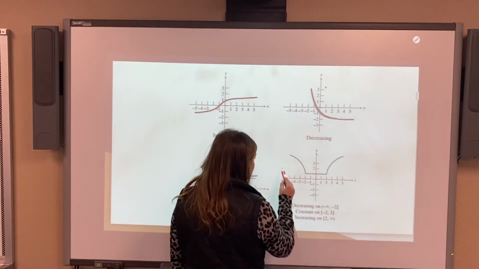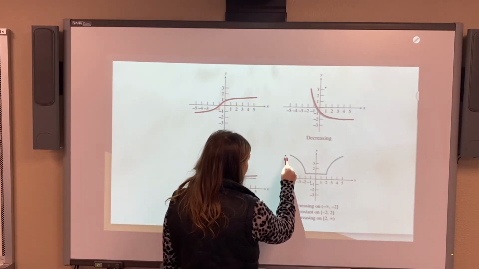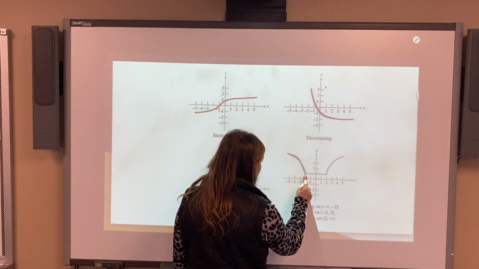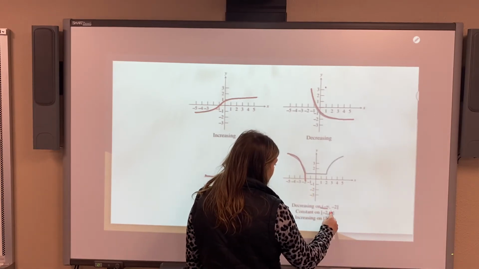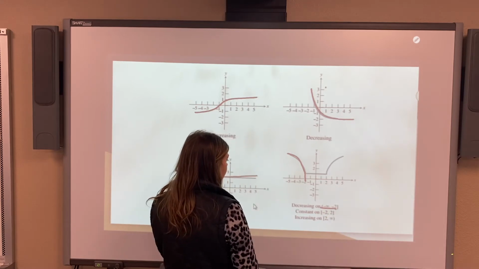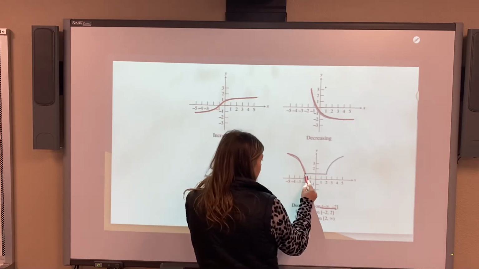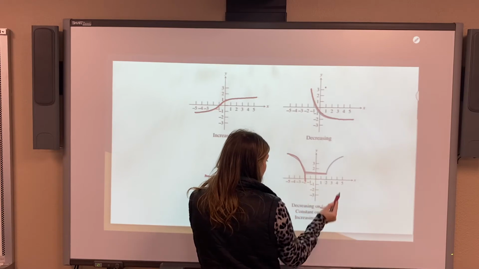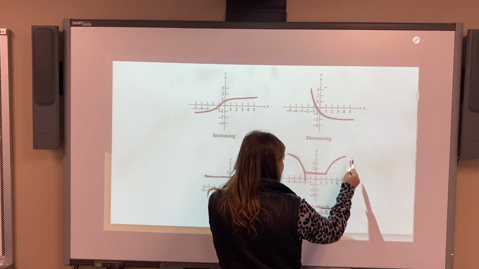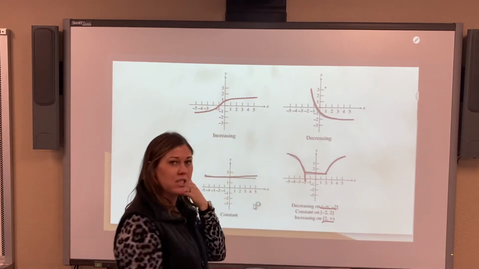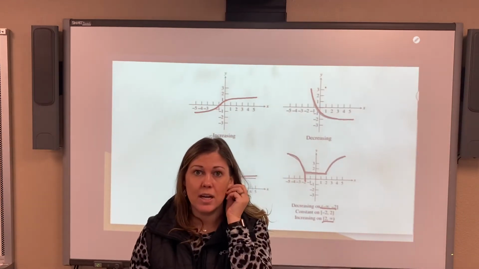So like this one, it's decreasing from negative infinity, and then right here, it stops decreasing, and that's at -2. So we represent that by this solution set: negative infinity to -2. And then from -2 to +2, it's a constant. And then at +2 to positive infinity, it starts increasing, okay? So you can have different levels.